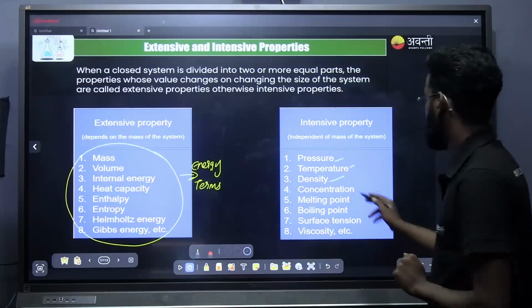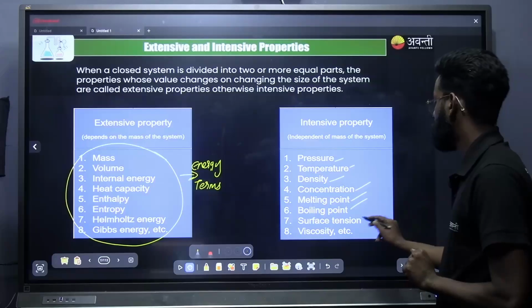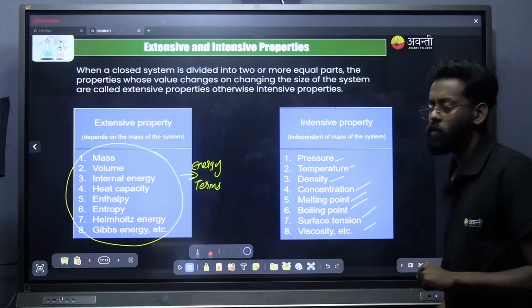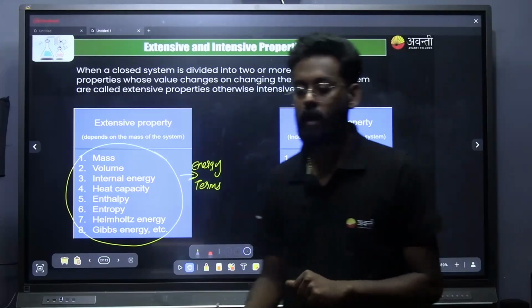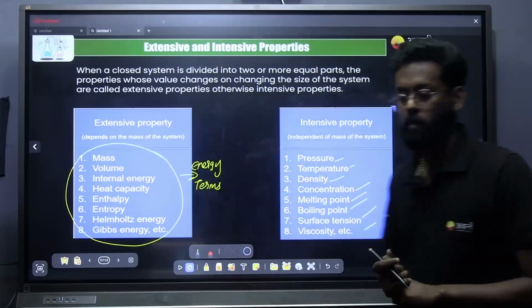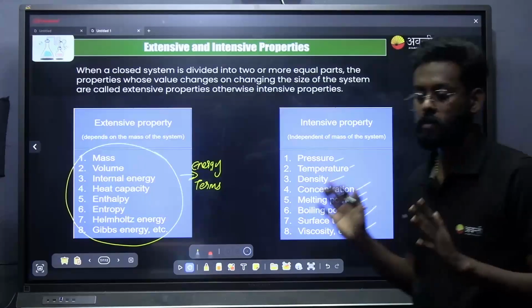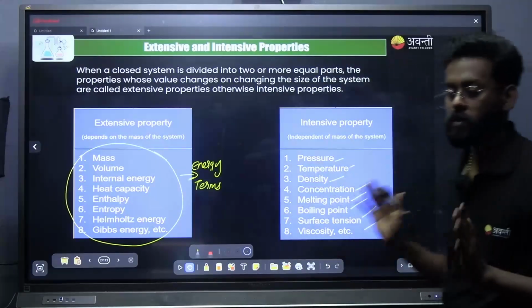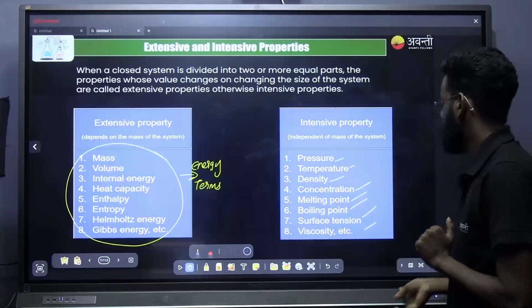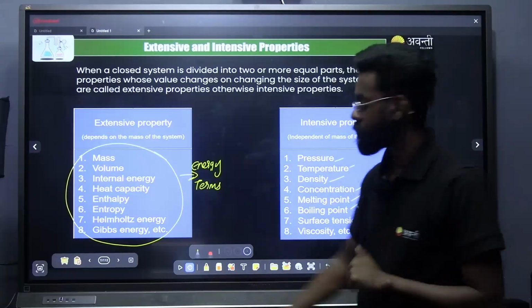Okay. Then concentration, melting point, boiling point, surface tension, viscosity. These are the few intensive properties I want everyone to take a note of. You have to learn it, you have to remember it. This is a scoring part. It's a free scoring question. Okay, shall I move? Yes.